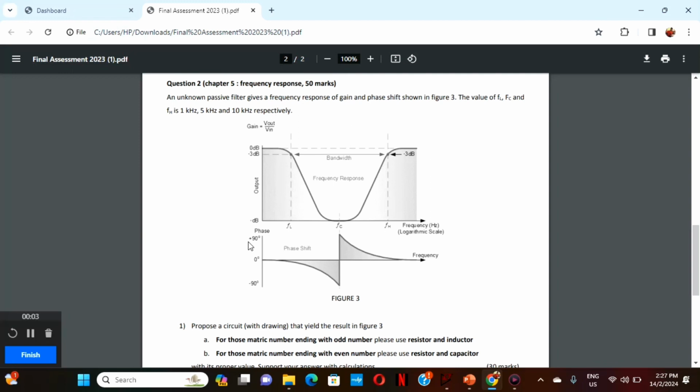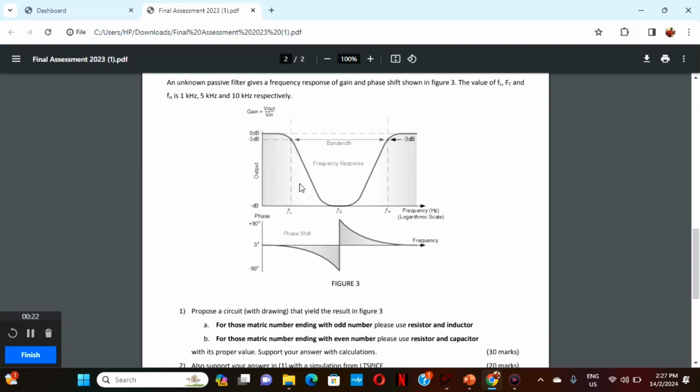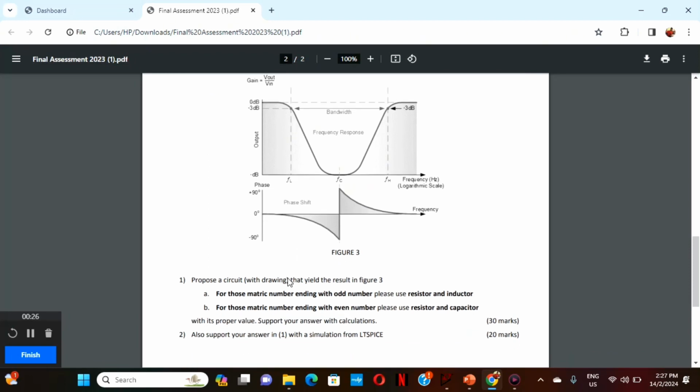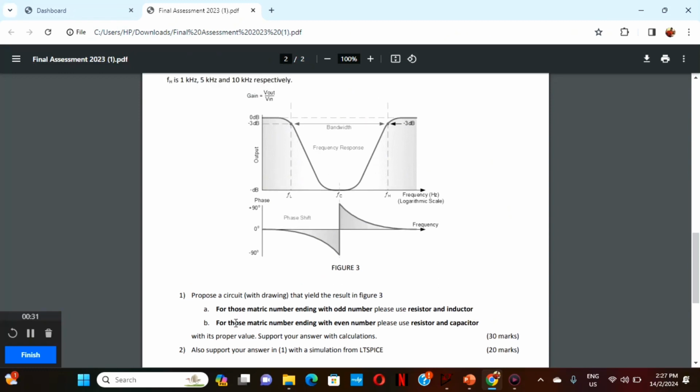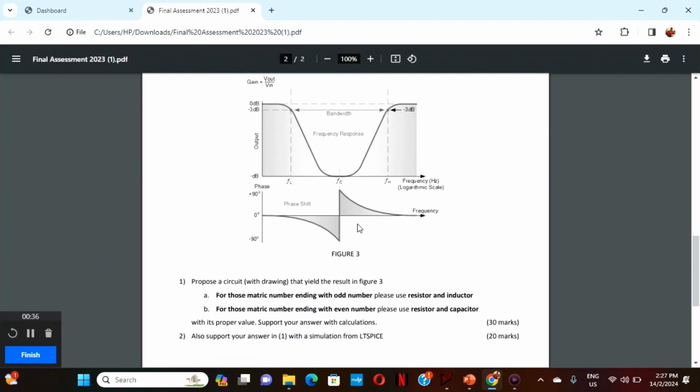Assalamualaikum. So continue with question number 2. Question number 2. An under-aggressive filter gives a frequency response, gain and phase shift shown in figure 3. The value of FL, FC and FH is 1 kHz, 5 kHz and 10 kHz respectively. So this is the figure. Question number 1. Propose a circuit with a drawing that gives the result in figure 3. For my case, metric number ending with equal number, I have to use the resistor and capacitor.